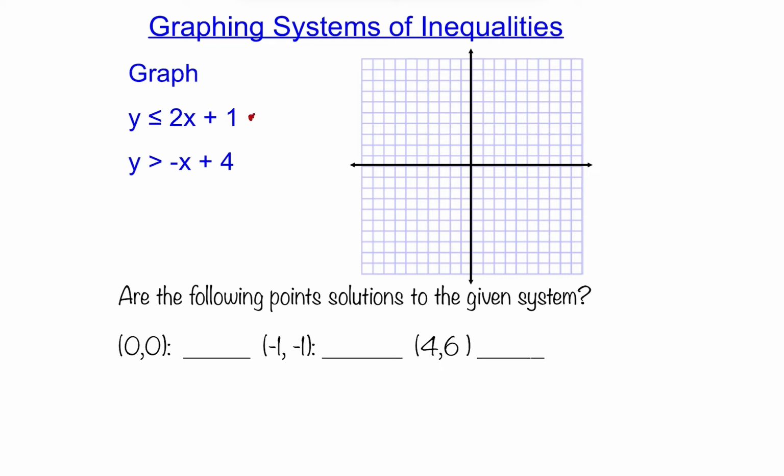I'll do this one in red. The y-intercept is 1. Put a dot up here at 1. And then the slope is 2. So we're going to go up 2 over 1, up 2 over 1, and so on. And then this is less than or equal to, so that means it's going to be a solid line. There we go.